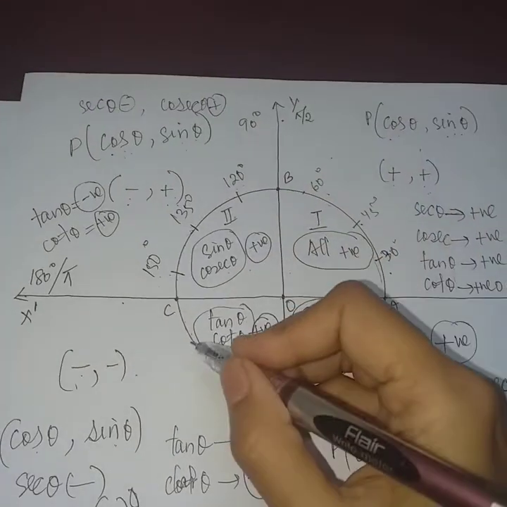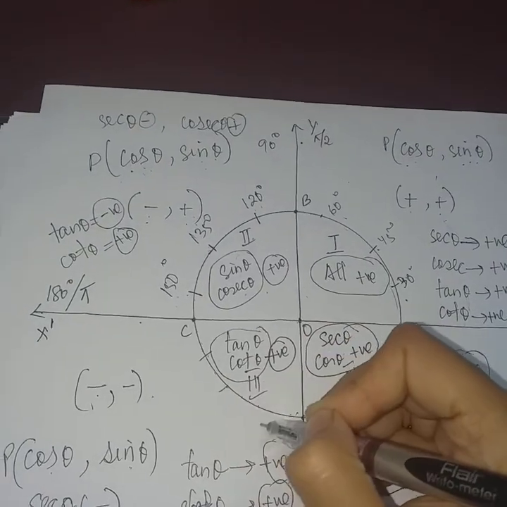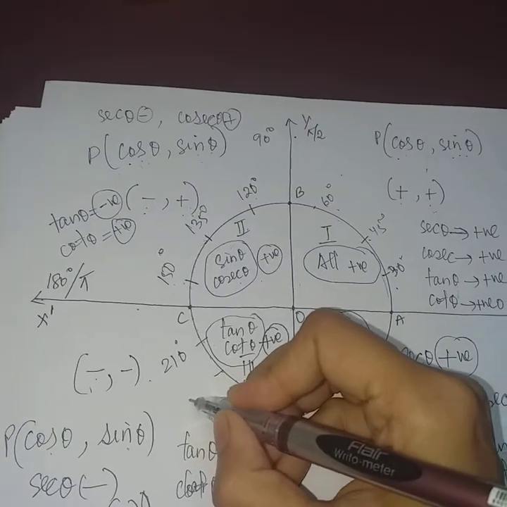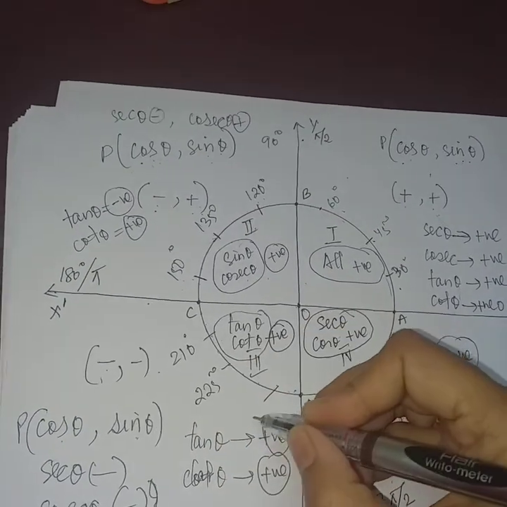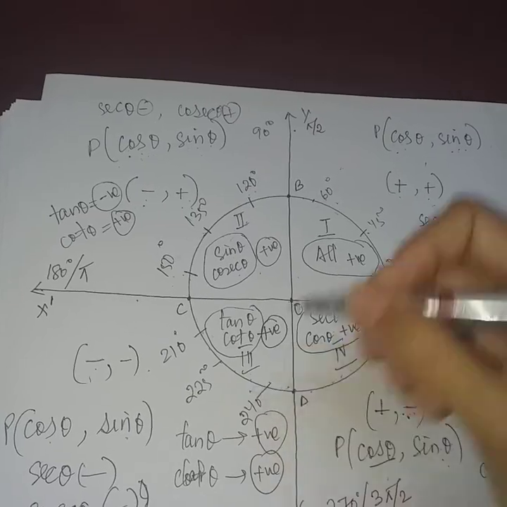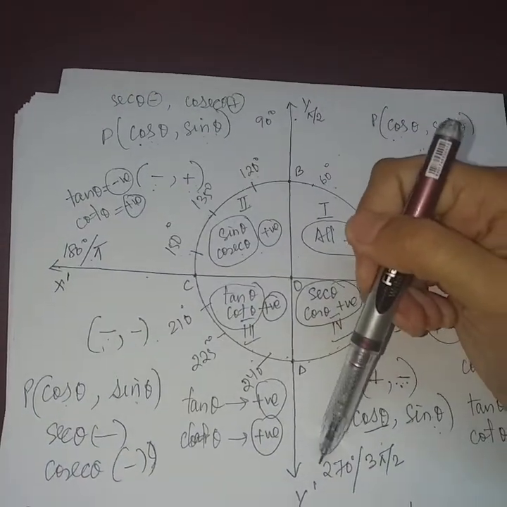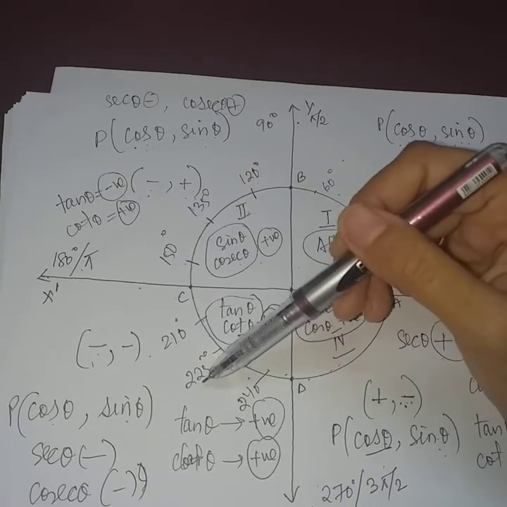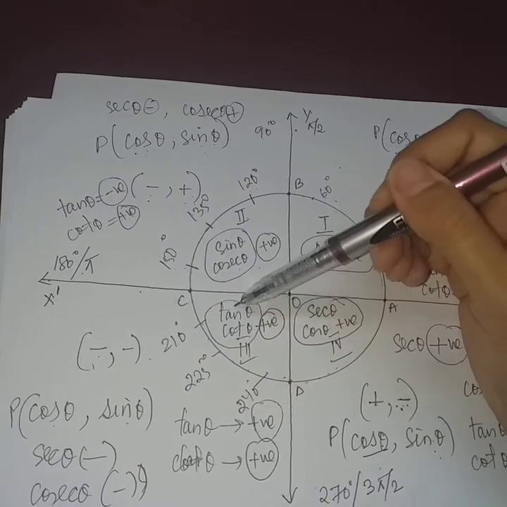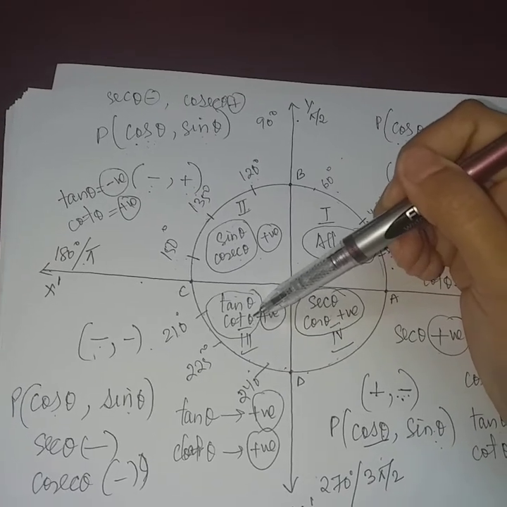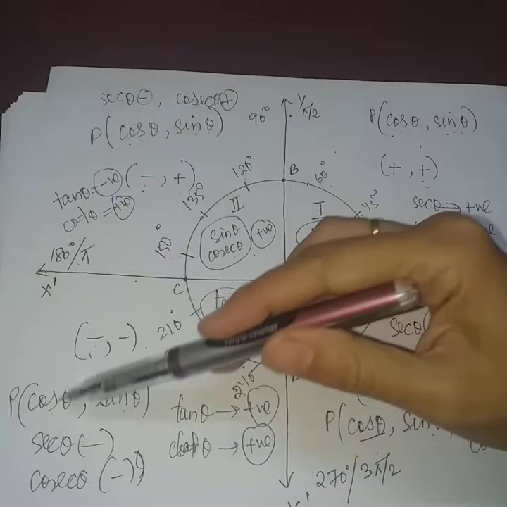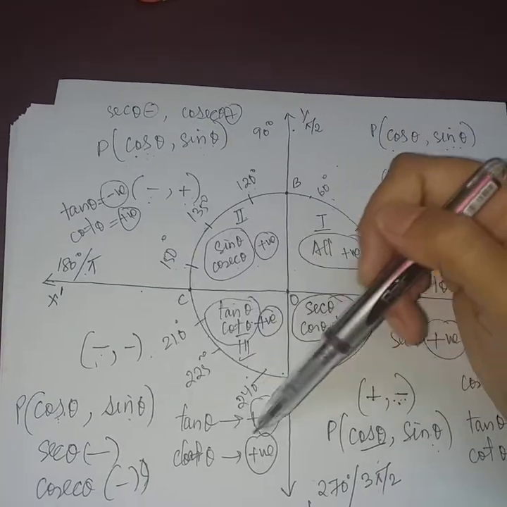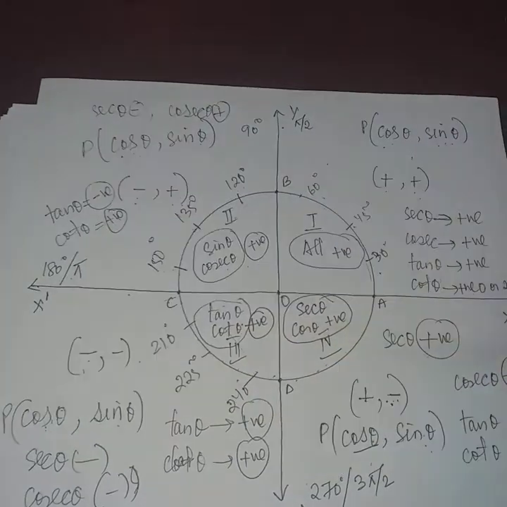So in this way, in the third quadrant, there will be angles like 210 degree, 225 degree, 240 degree, that is between 180 and 270 degree. All these angles will be there. So tan of 210, 225, 240 will give us a positive value. Similarly cot will give us a positive value, while all other trigonometric functions, cos, sin, sec, cosec, will give a negative value for these angles.